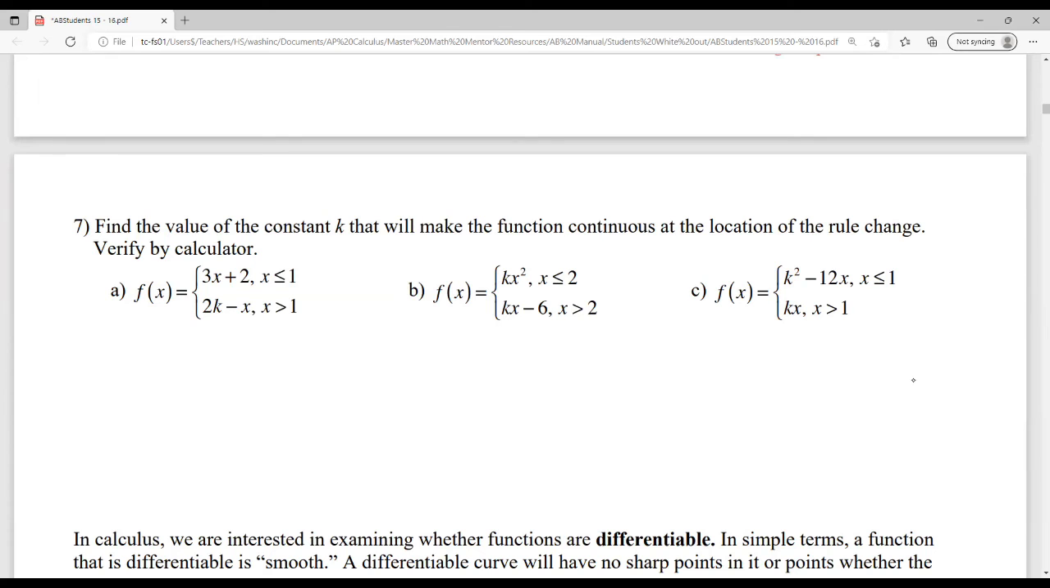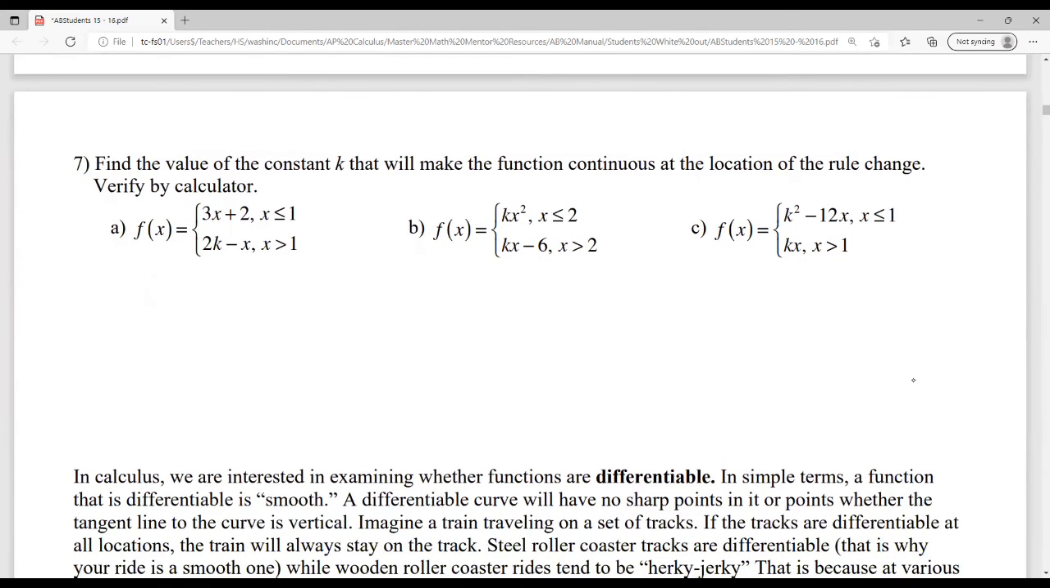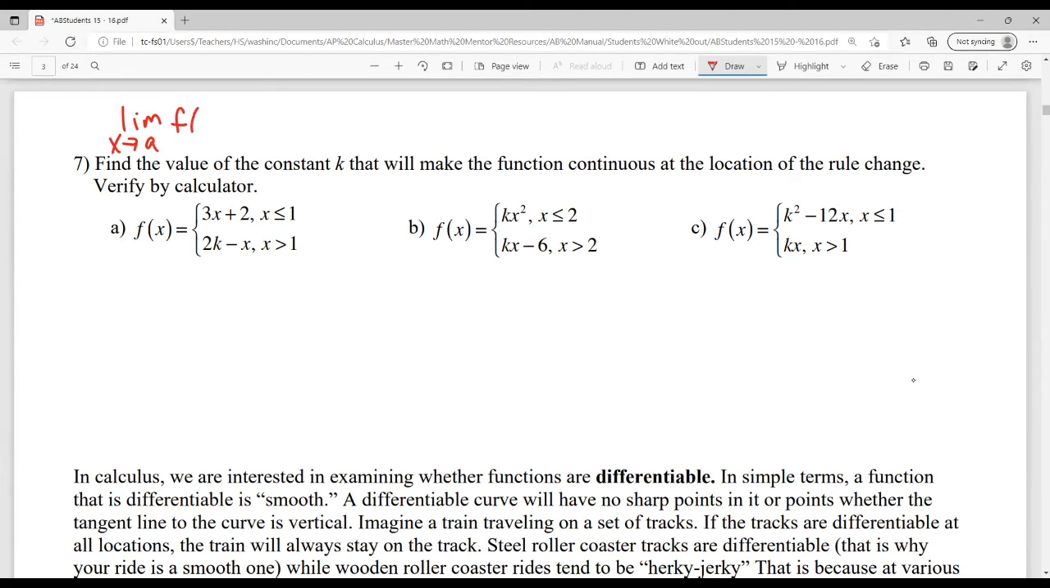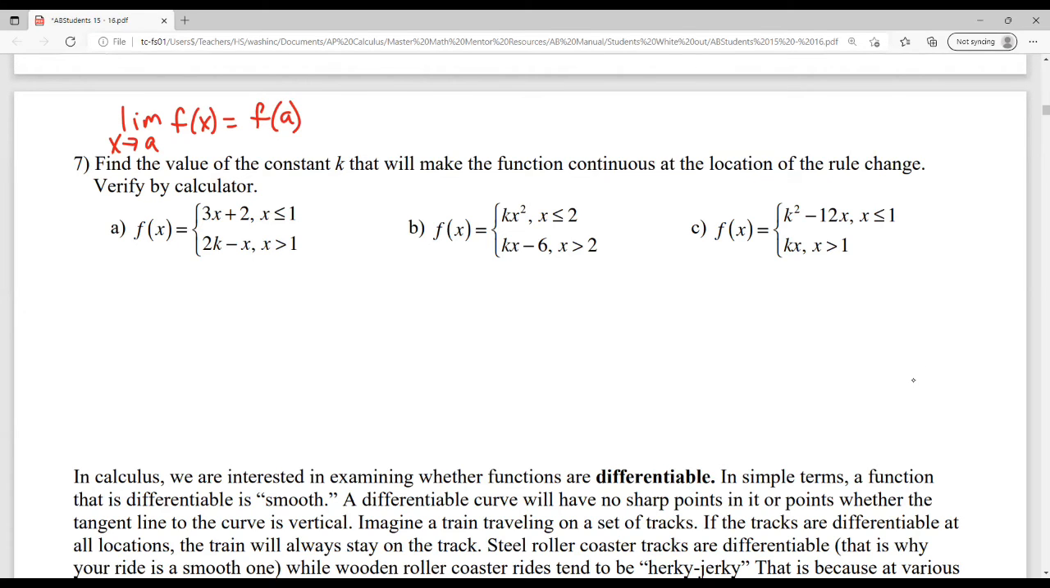Find the value of the constant k that will make the function continuous at the location of the rule change. So what we know, if it's going to be continuous, we know that the limit as x approaches this value has to equal f of that value. So we're going to look at the left and right hand limits in this case, and set them equal to each other. The limit as x approaches 1 from the left of f of x has to be equal to the limit as x approaches 1 from the right of f of x.